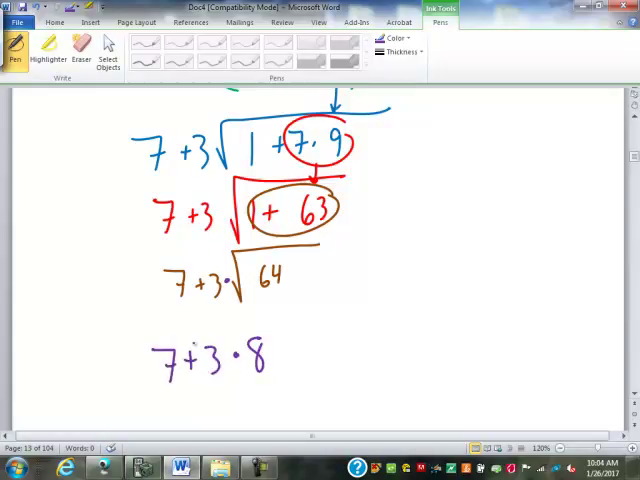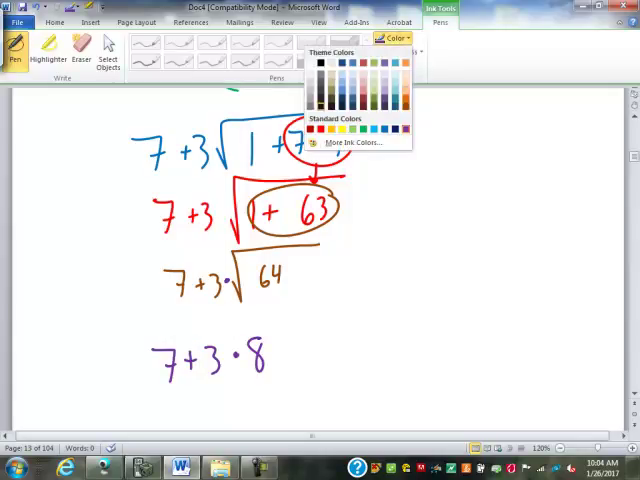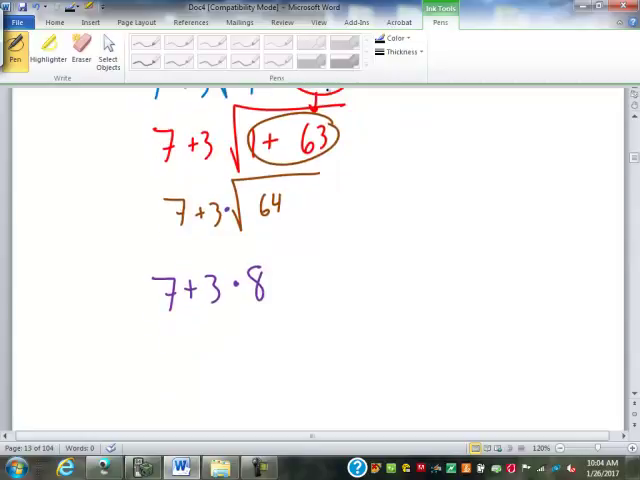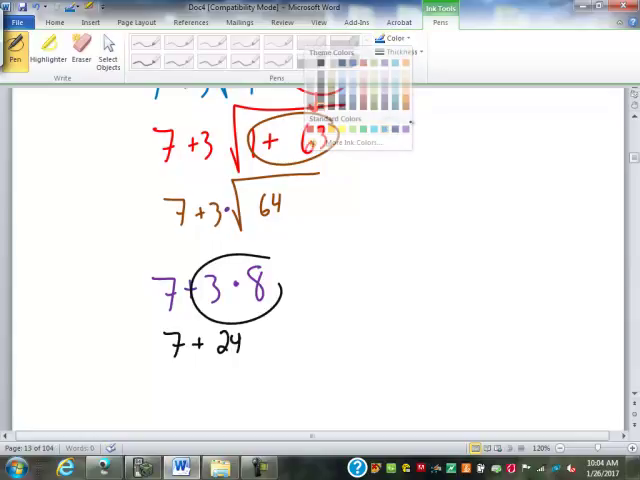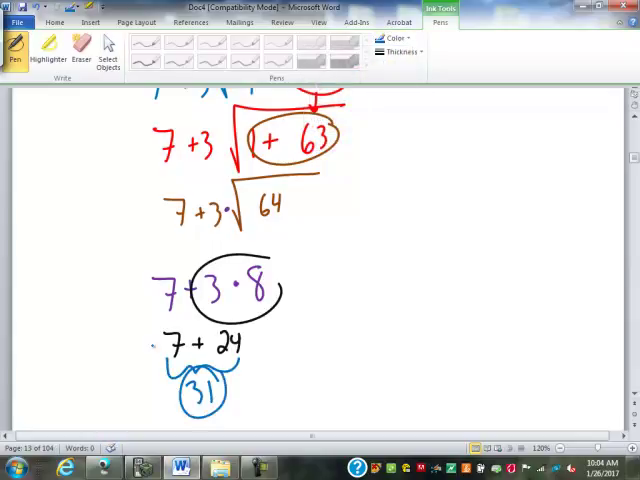Now, technically, the square root of 64 is actually 8 or negative 8, but we're going to assume positive just to keep it simple here. Now that that's gone, again, it's back to a simple problem we know how to do. 3 times 8 is 24. And 7 plus 24 is 31.